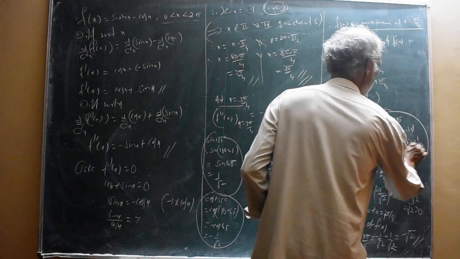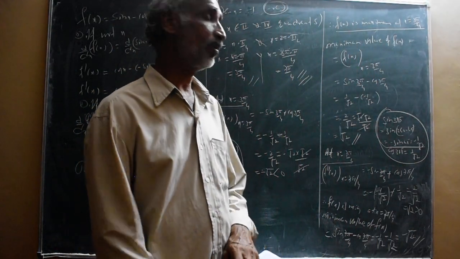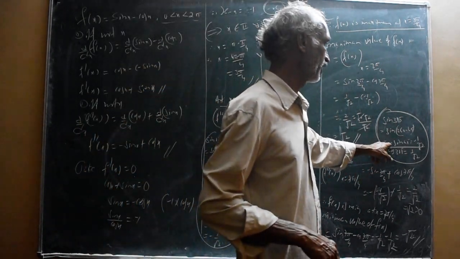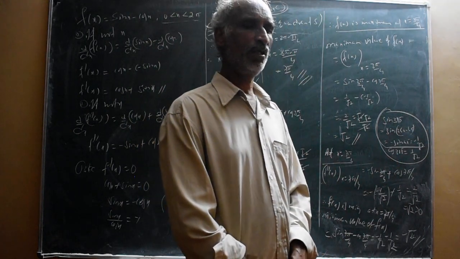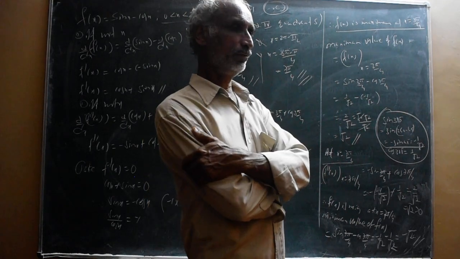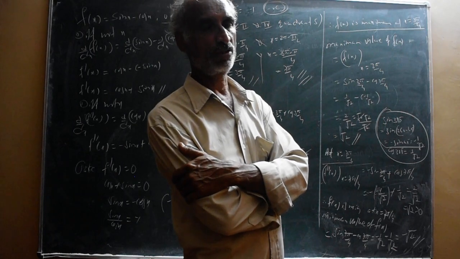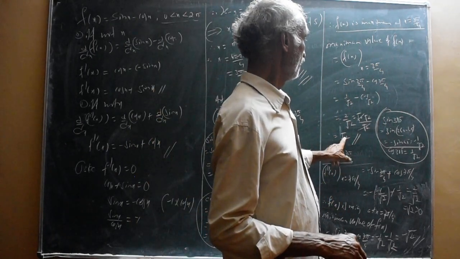Same with the cos 315: cos 315 is plus 1 by root 2 because cos is positive in the fourth quadrant. Cos 315 is cos of 360 minus 45, plus cos 45, because 315 belongs to the fourth quadrant, where cos is positive. Now, therefore, at x equal to 7 pi by 4.